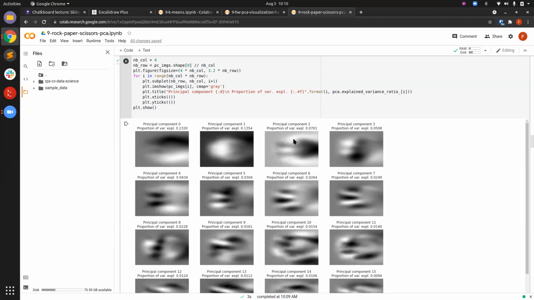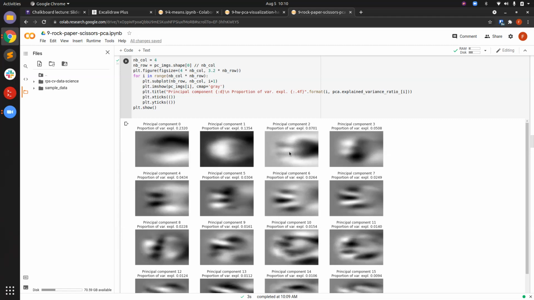But then the next principal components start to represent something that's more about the position of the fingers on the hand. So the first principal components represent the position of the hand in the image. The later ones start to represent the position of the fingers. So they're making a scissors motion.